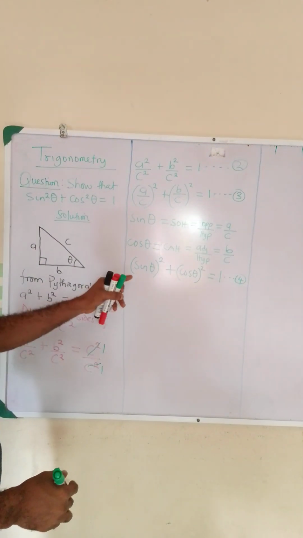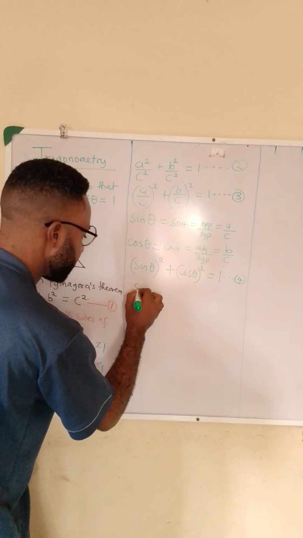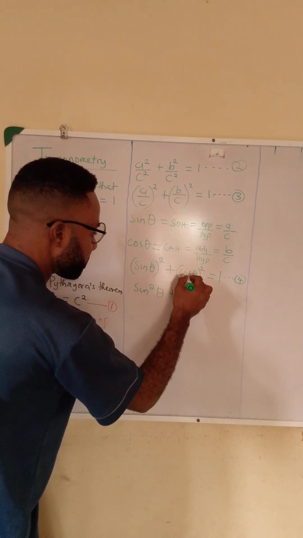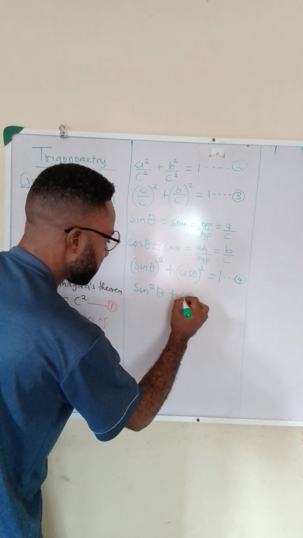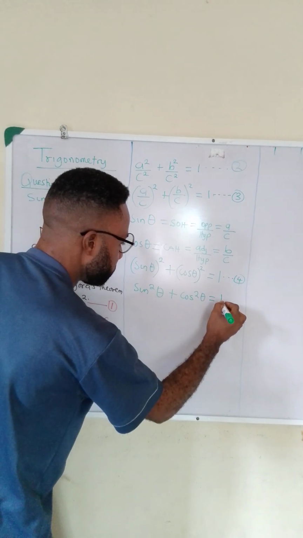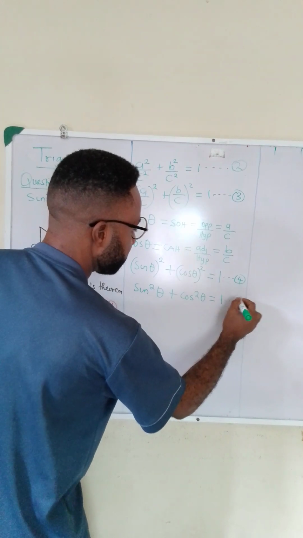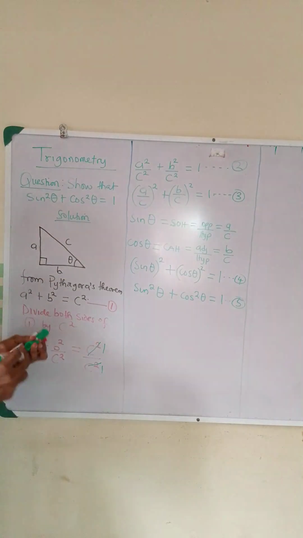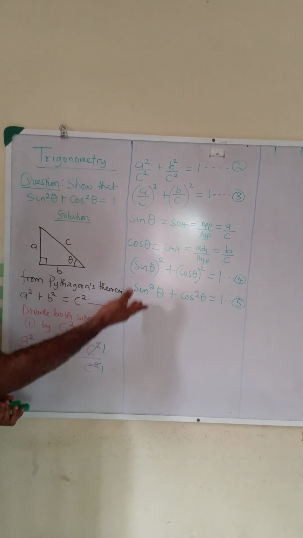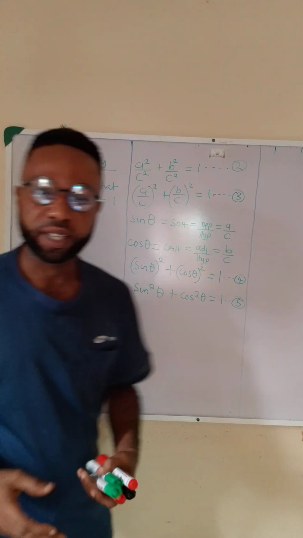Then sine theta all squared is the same thing as sine square theta, plus cos theta all squared is the same thing as cos square theta, and this is equal to 1. We can call this equation 5. And so looking at this, we've been able to show that sine square theta plus cos square theta equal to 1 using this right angle triangle. Thank you.